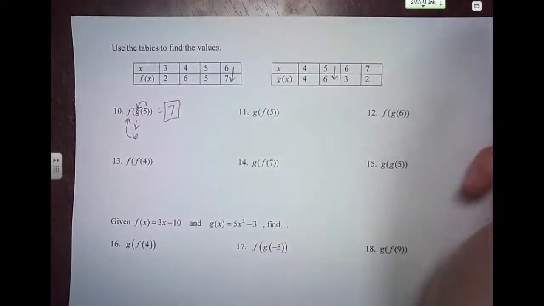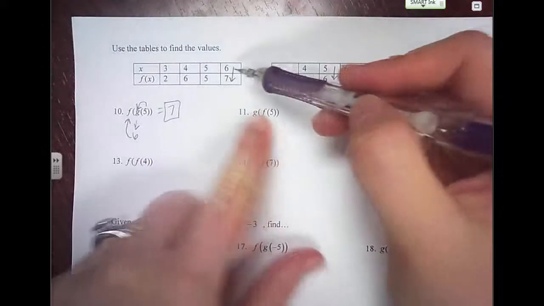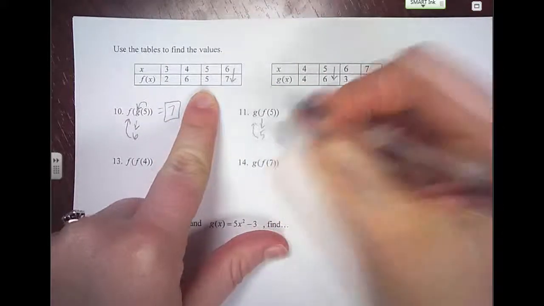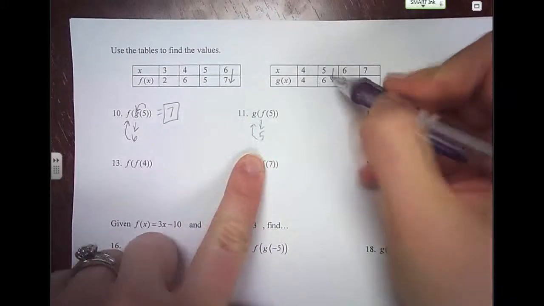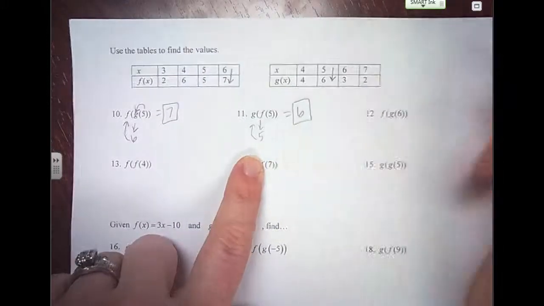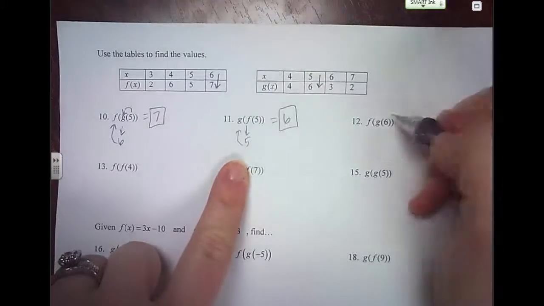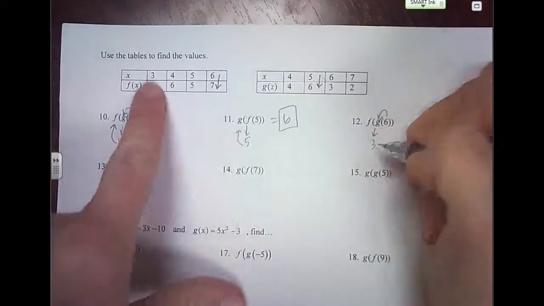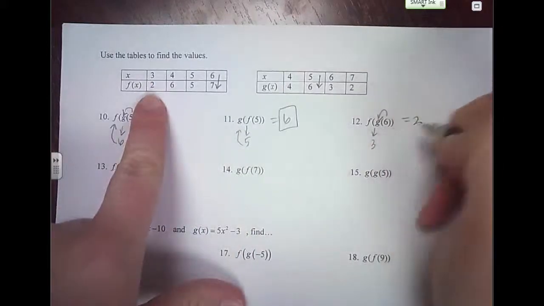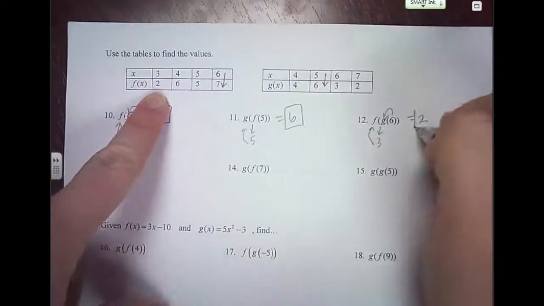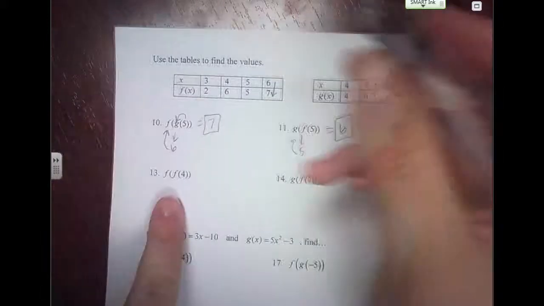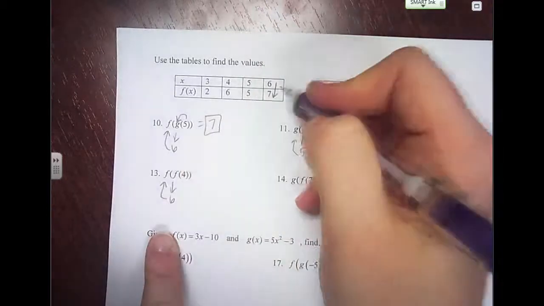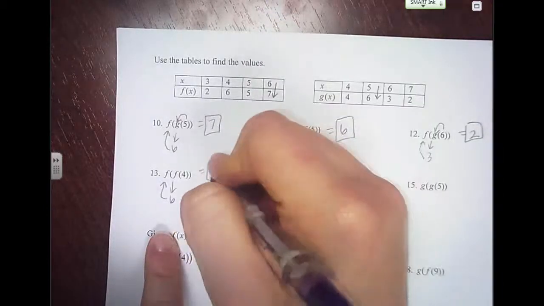Okay, number 11. Take 5 and put it into f. So when I put 5 into f, I get 5. Then I'm going to take 5 and put it into g. When I put 5 into g, I get 6. Number 12. Put 6 into g, we get 3. Put 3 into f, we get 2. Number 13, put 4 into f, we get 6. Put 6 back into f, we get 7.